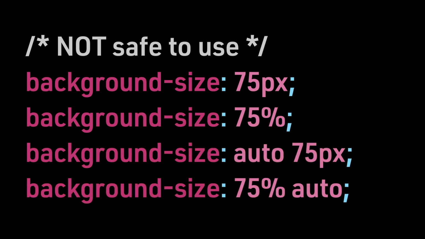So to be clear, it is not safe to use background size 75 pixels, background size 75%, background size auto and 75 pixels, background size 75% and auto. In the first two examples, we are specifying only the width and not the height. And in the second two examples, we are using auto as a single component.